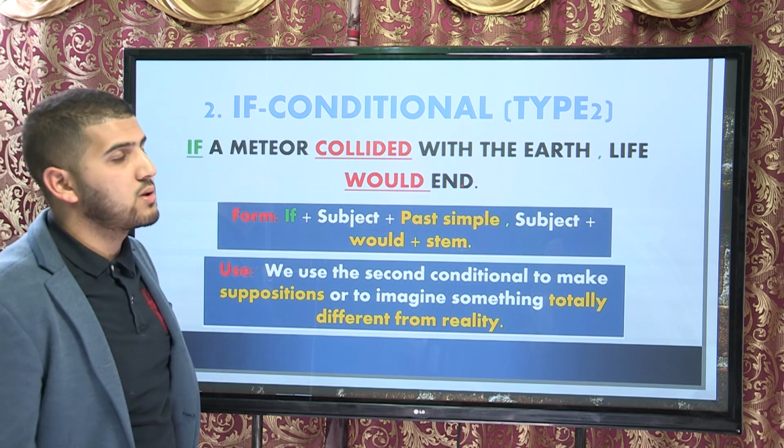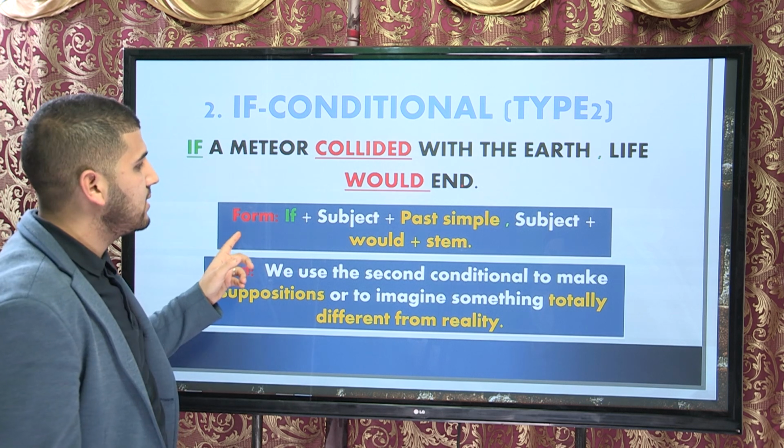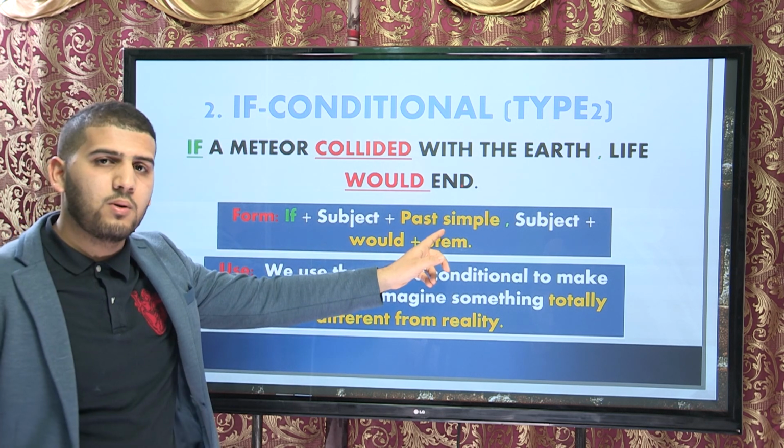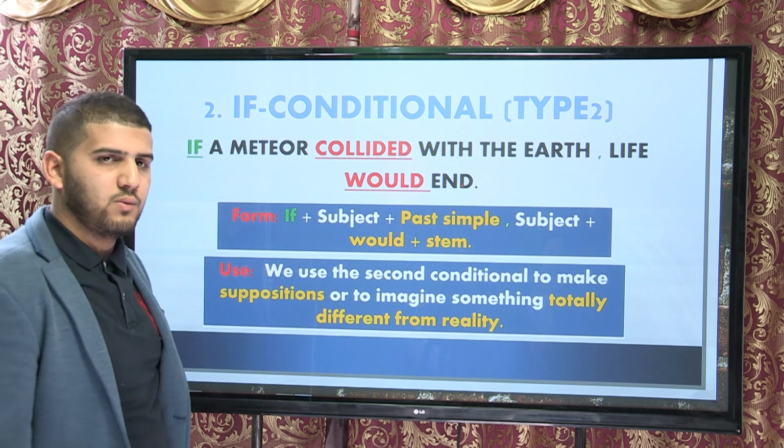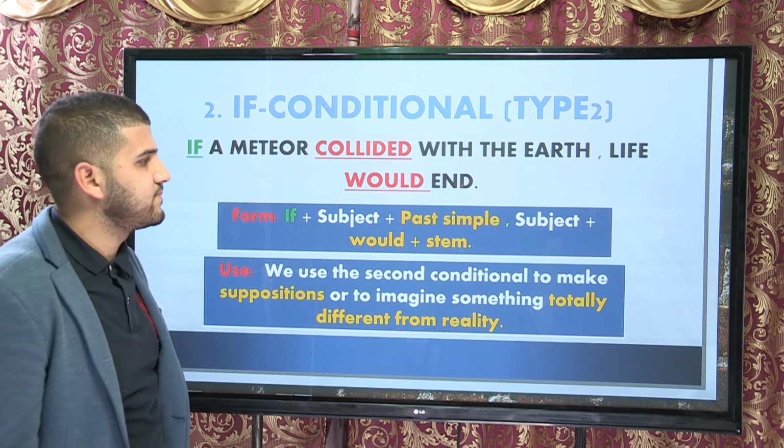So if conditional type 2, this is the form. If plus subject plus past simple, comma, subject plus would plus stem. And this is the use. We use it to make suppositions.